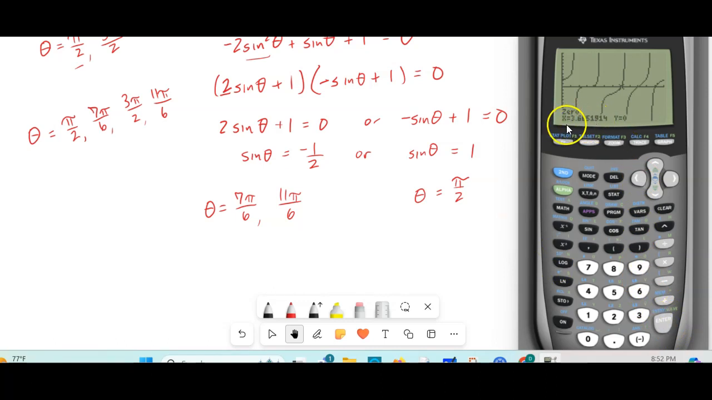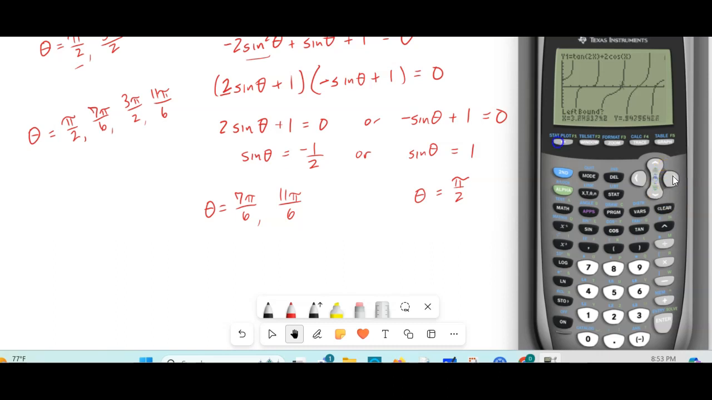Once again, that is stored as x. X equals that. So I can go second quit, x, and then divide by pi. I'm dividing out the pi, and then I'm going to change that into a fraction. When I do this and hit enter, it gives me 7/6. So put the pi back in, that's 7 pi over 6. And then you can do that for all of these. I'm going to do it for one more just so you can see it.